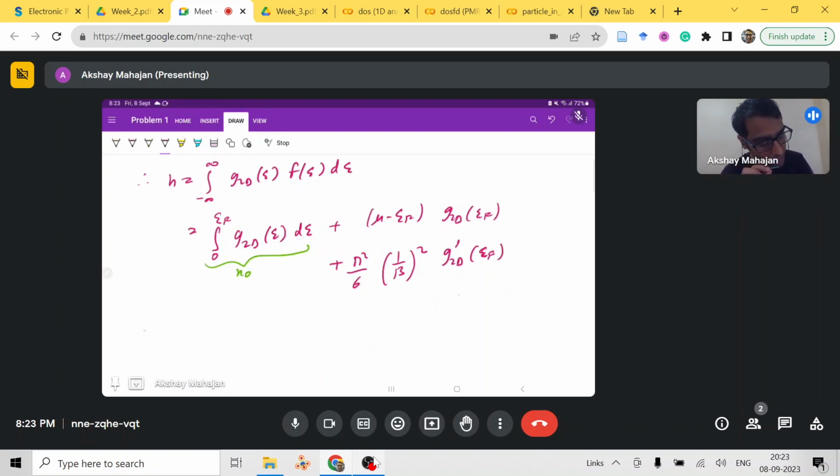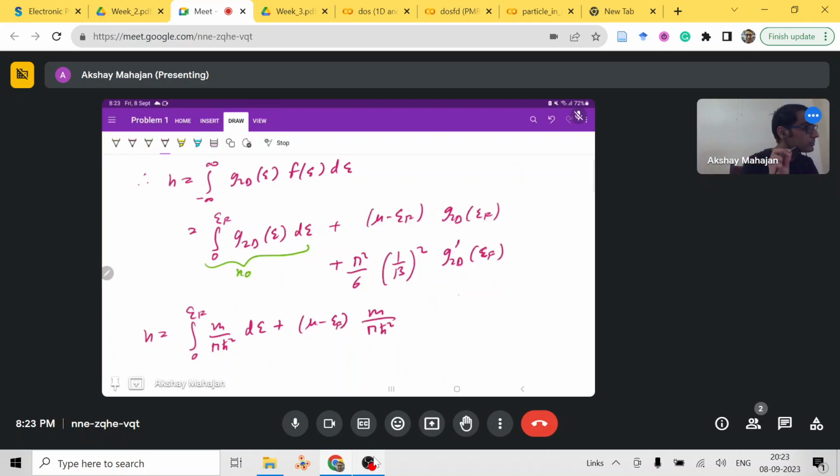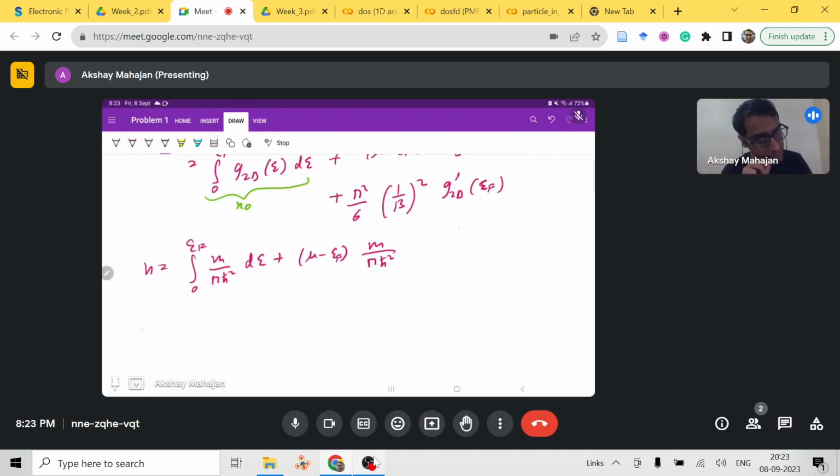We can just put in our g of 2d of epsilon. So what we have is m upon pi h phi square, which is a constant, times d epsilon, plus I have nu minus epsilon f times m upon pi h phi square. Alright. Plus now this prime term will be 0, because g of 2d is constant, so this derivative is 0. So we have just these two terms.